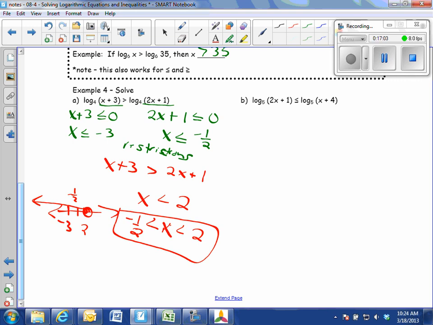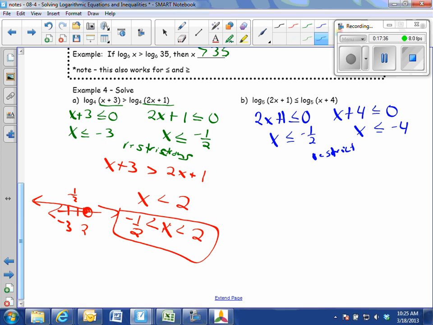All right, let's try this next one. Okay, first, let's do our restrictions. So in this case, x plus 1 is going to go to negative 1, and x is going to equal negative 1. Okay, those are our restrictions.